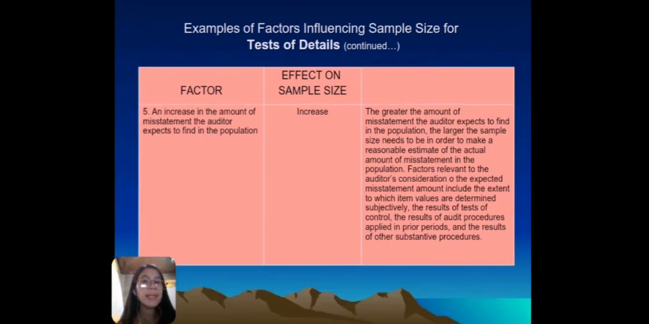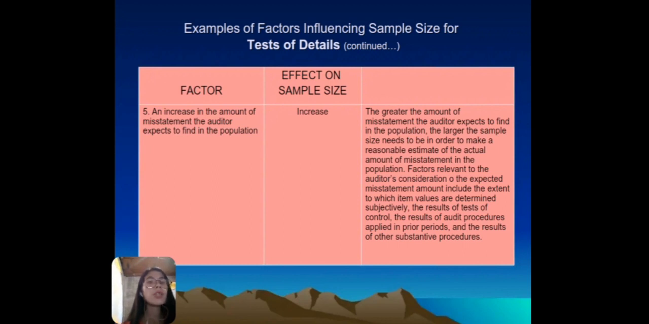Next, an increase in the amount of misstatement the auditor expects to find in the population. So, the effect on sample size is to increase. Because the greater the amount of misstatement the auditor expects to find in the population, the larger the sample size needs to be in order to make a reasonable estimate of the actual amount of the misstatements in the population.